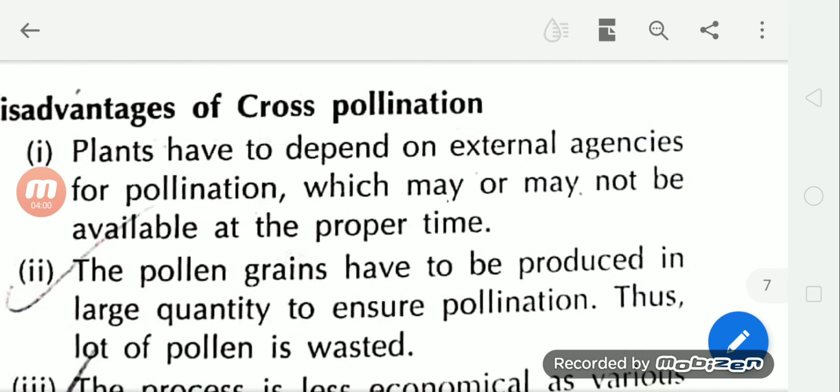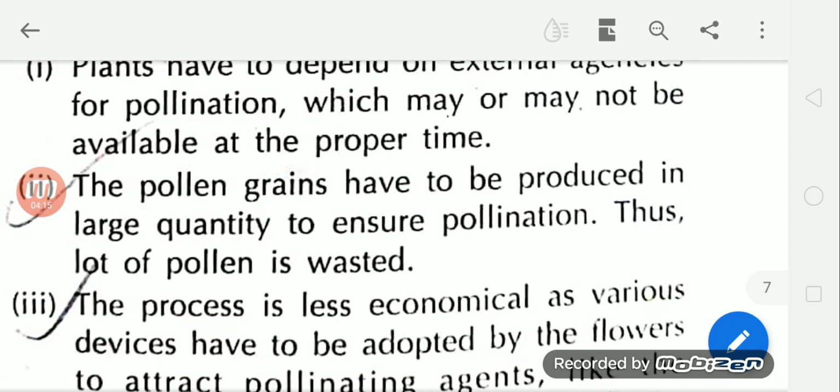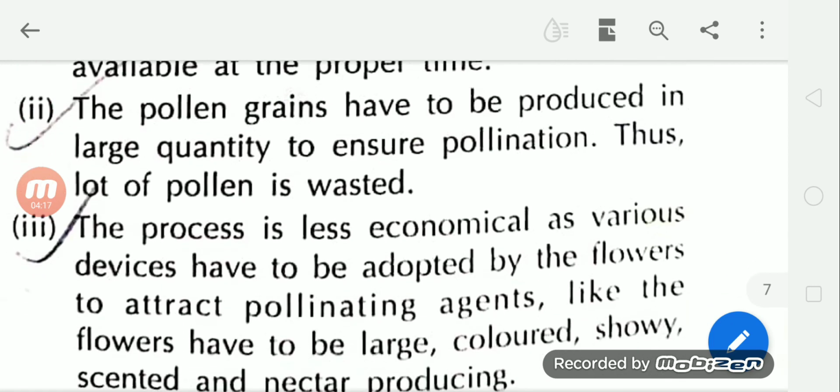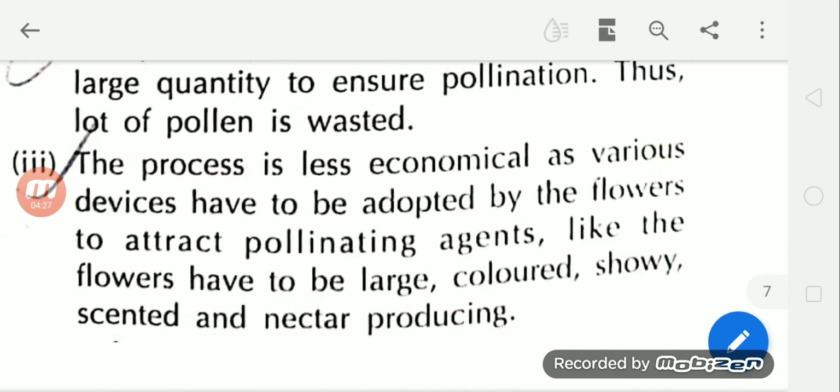Disadvantages of cross-pollination. Plants have to depend on external agencies for pollination, which may or may not be available at the proper time. The pollen grains have to be produced in large quantity to ensure pollination, thus a lot of pollen is wasted. This process is less economical as various devices have to be adopted by the flowers to attract pollinating agents, like the flowers have to be large, colored, showy, scented, and nectar producing.